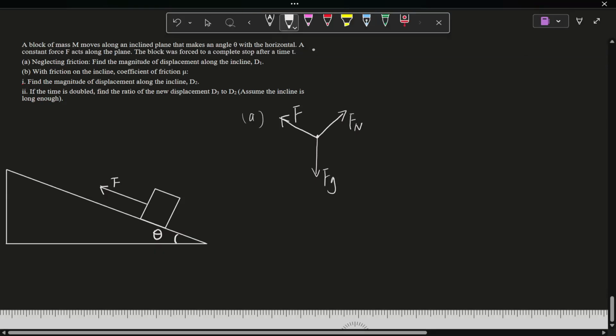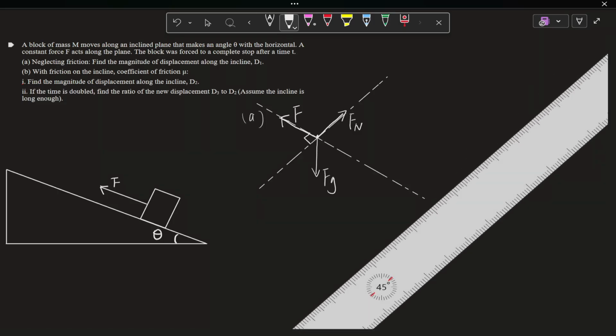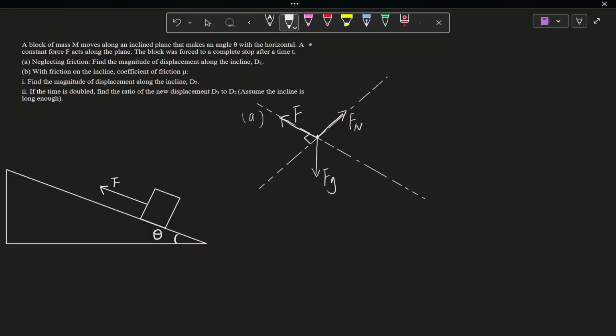So this is still a type of incline question. It looks terrible, but let's assume it is perpendicular. So let's see. For the direction along the incline, there are two components of the forces. One of them is the action force, and the other one is the component of the Fg along the incline, and it is opposing the direction of this F.